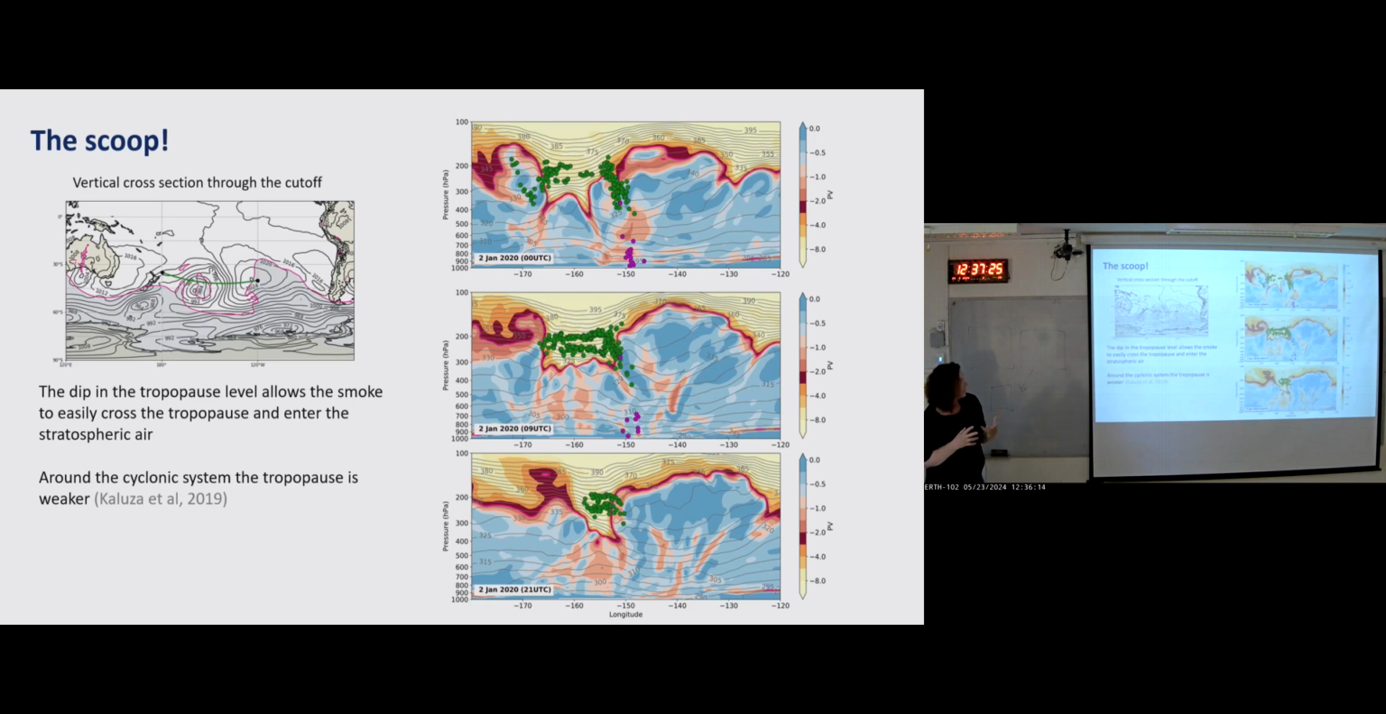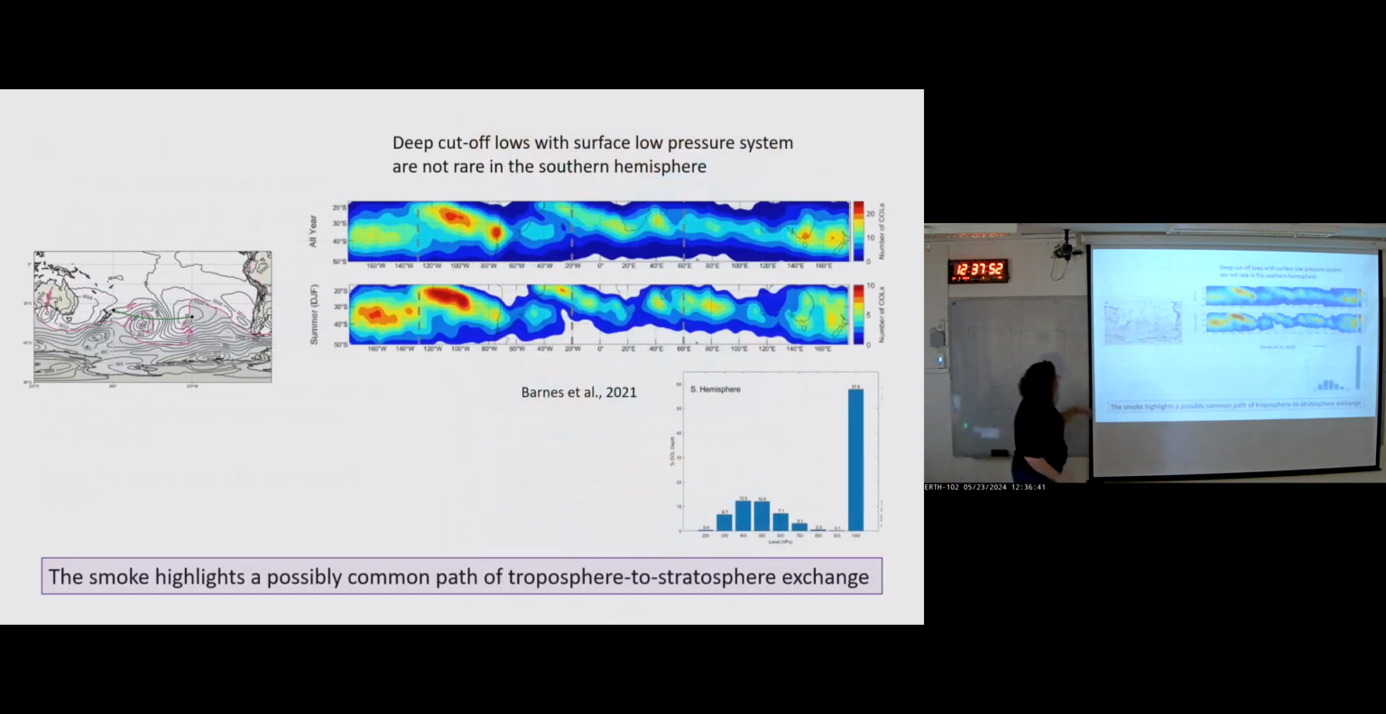When we saw this, we were tracking the smoke, and we didn't think this is what we would find. We were looking for some nice warm conveyor belt like the ones that we saw, just entering the stratosphere, and that's about it. But when we looked at this, we realized that these systems happen all the time. This is a climatology of these really deep cutoff flows in the southern hemisphere. This is the all-year climatology, and this is summer, and you can see that in the area of about here, they're not rare. They happen all the time.